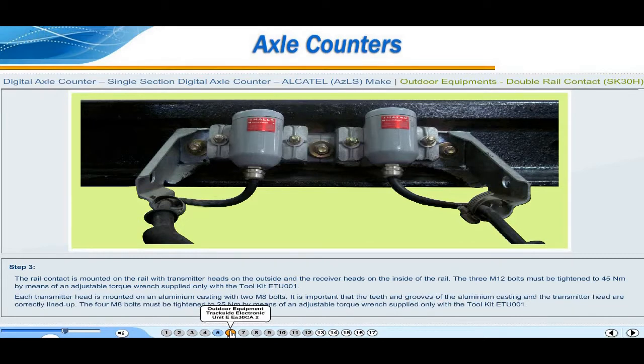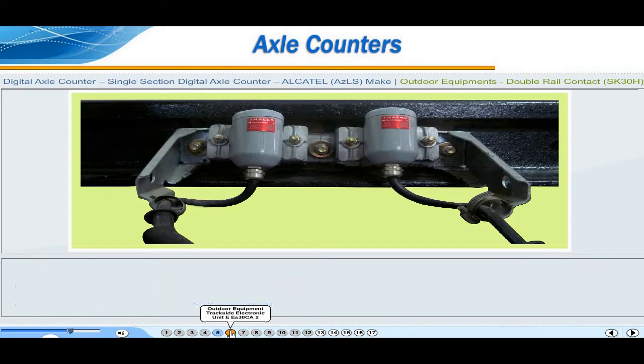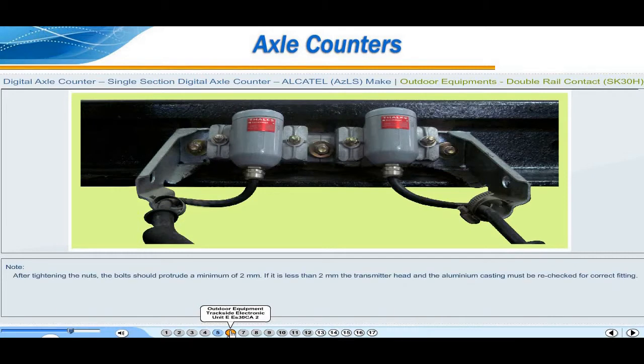Each transmitter head is mounted on an aluminium casting with 2M8 bolts. It is important that the teeth and the grooves of the aluminium casting and the transmitter head are correctly lined up. The 4M8 bolts must be tightened to 25 Newton meters by means of an adjustable torque wrench supplied only with the toolkit ETU001. Note: after tightening the nuts, the bolts should protrude a minimum of 2 millimeters. If it is less than 2 millimeters, the transmitter head and the aluminium casting must be rechecked for correct fitting.